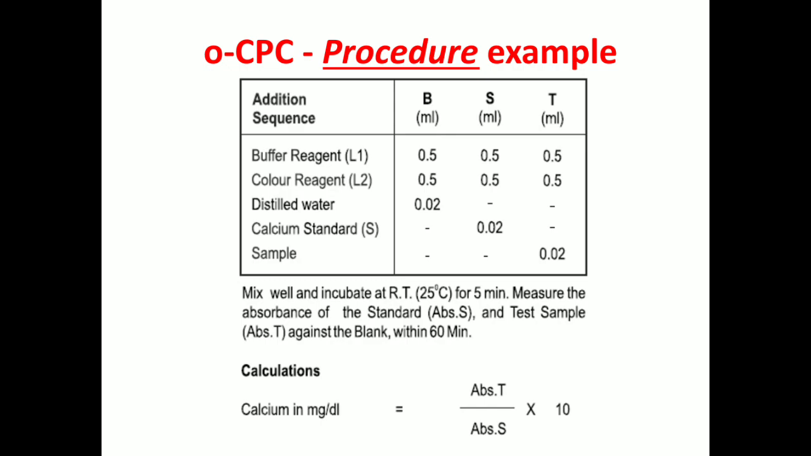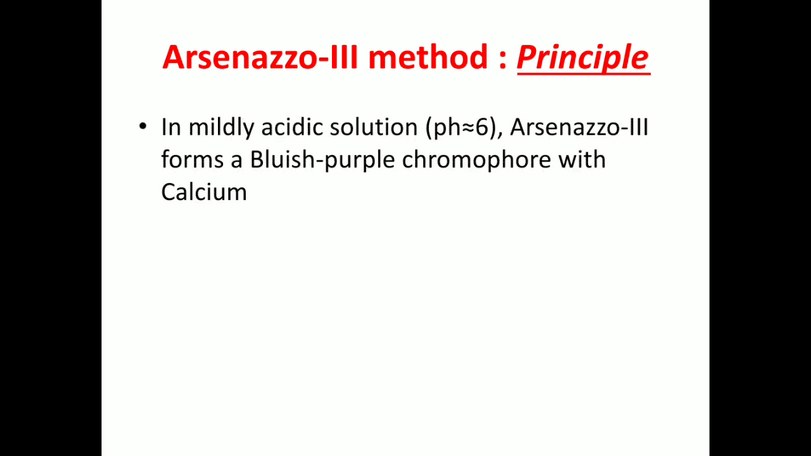So you multiply it with 10 and you get the result like any other spectrophotometric method. So it is simple. Next let us go to the Arsenazo 3 method. Again, first, what is the principle? The principle again is very simple: at mildly acidic solution at a pH of around 6, here, in the previous method the reagent was OCPC, here the reagent is Arsenazo 3.